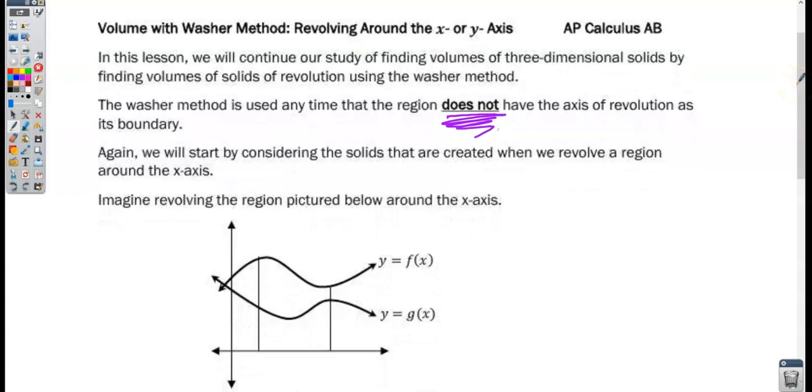If I take the region pictured in this graph between y equals f of x and y equals g of x, this will lead to a washer-based solid because there's my region and here's my axis of rotation. This axis is not a boundary of this region, therefore it's appropriate for us to use the Washer method. The reason the Washer method is useful here instead of the disk method is because of this gap between the region and the axis of rotation. That's what causes this to be a washer instead of a disk.